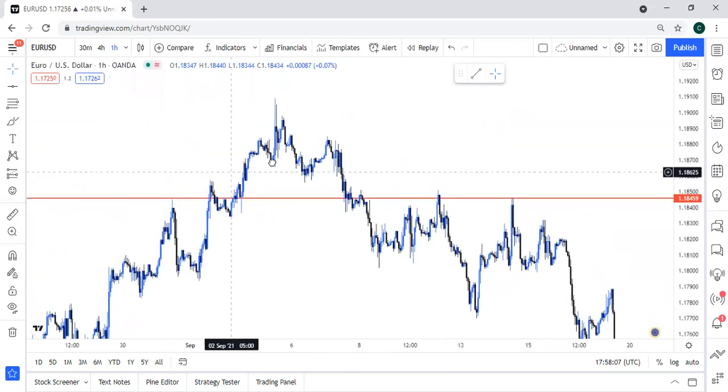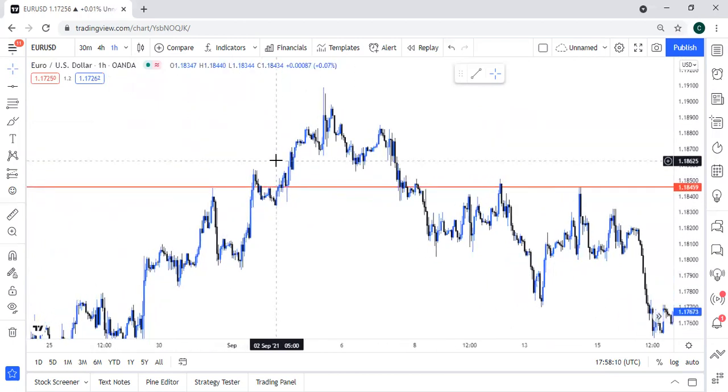NFP is non-farm payroll news. It is released every first Friday of the month. Every first Friday of the month. It is released by the US Feds.